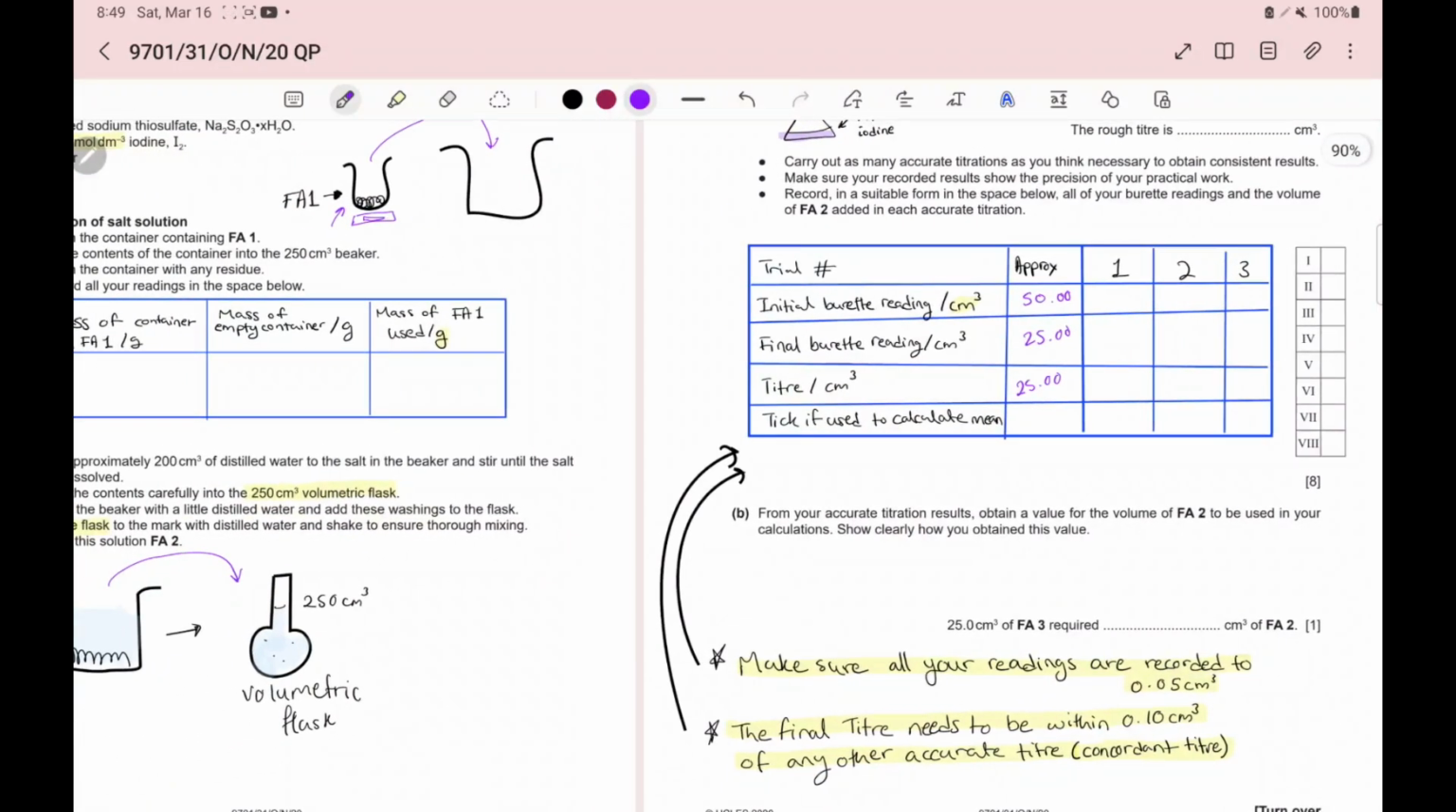So some things to look out for. We're going to make sure all our readings are recorded to 0.05 centimeters cubed. That's just what we need to do. We're going to make sure that we are as accurate as possible. And then for our final titer, when we're trying to get that average or the mean that we're going to use for B, we want to make sure we're using the readings that are 0.1 centimeters cubed away from each other. So for example, this one is 24.48, this one is 24.56, and this one is 25.51. We'll use these two because they're actually just 0.1 away from each other to create the average or the mean that we're going to be using for the rest of the calculations.